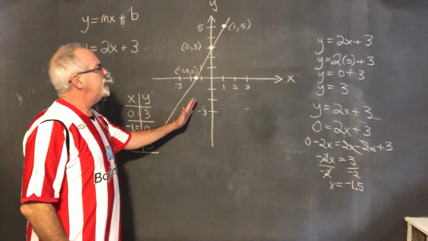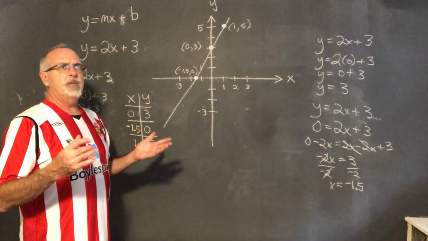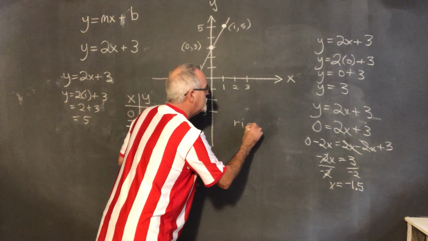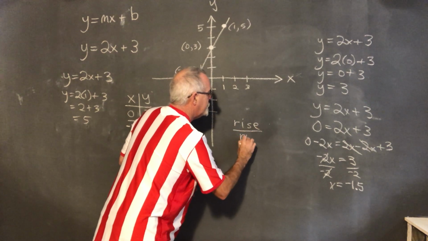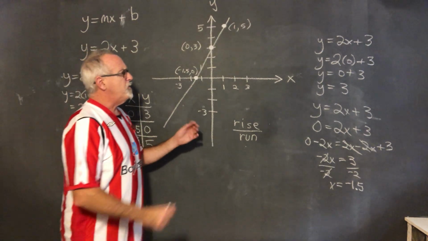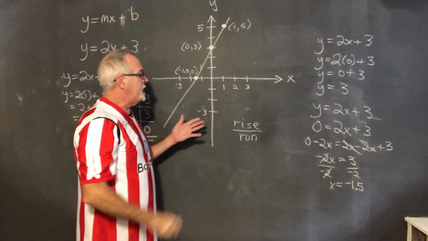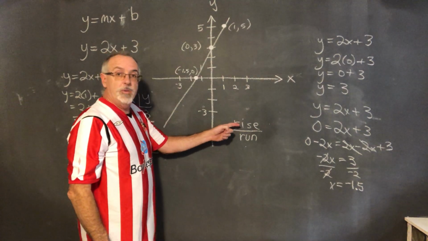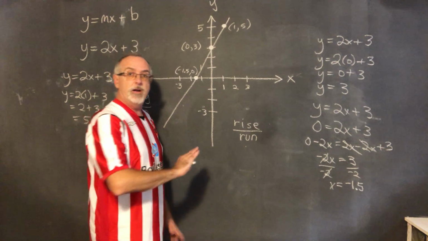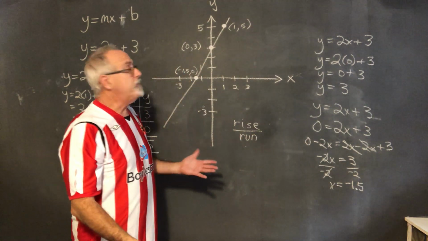The slope can be expressed with this little phrase, rise over run. And that's kind of interesting. It means that when you are at one of the points on the line and you move to another point that's on the line, the ratio between how high you rise or go down and how far you run to the right will always be the same if it's a straight line.